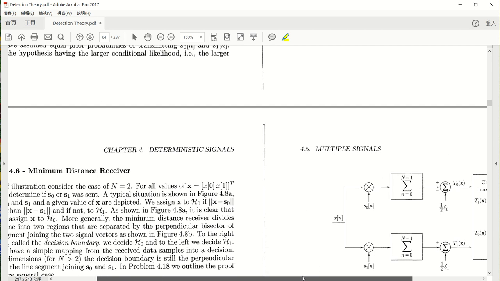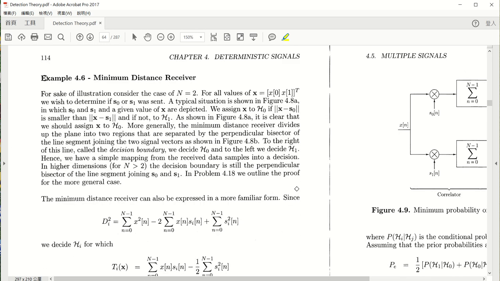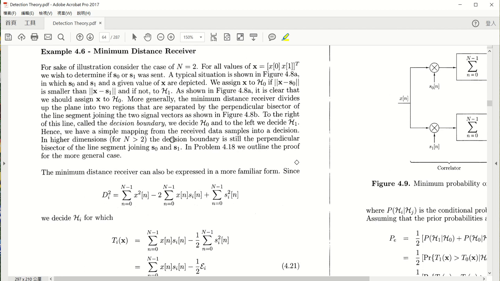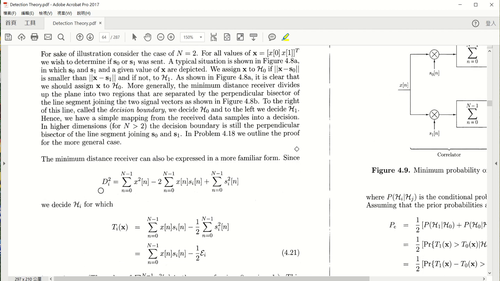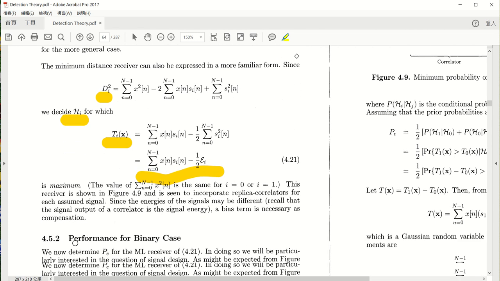For the minimum distance receiver, we can check example 4.6 carefully. I'm not going to repeat all the details here, you can take a look. We calculate d, do a little simplification, and get this Ti. We'll decide Hi for which this Ti of x is maximum.